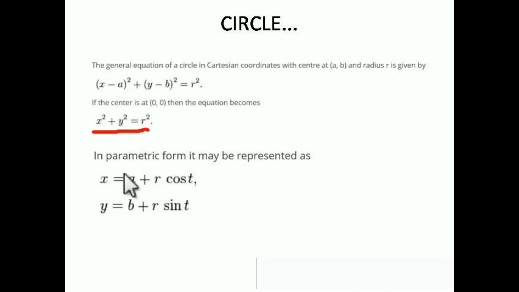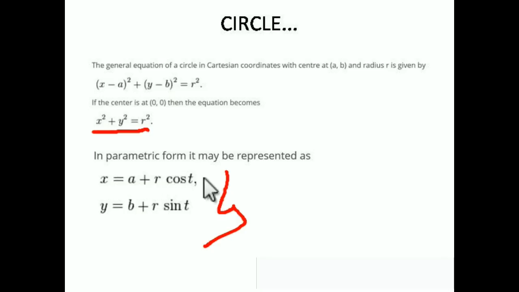Now, the parametric form is also an important thing to remember. In the parametric form, the circle is represented as x is equal to a plus r cos t, y is equal to b plus r sin t. Now, what is parametric form? If you put 0 and 0 here, that is the center as 0, 0, then the parametric form becomes x equals r cos t, y equals r sin t.